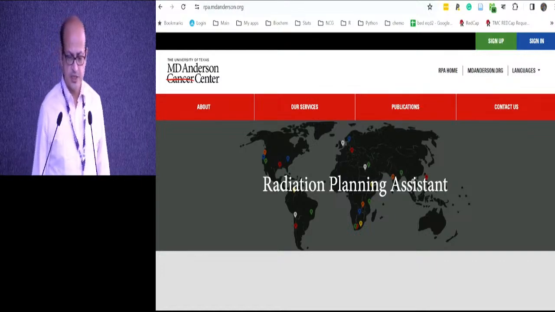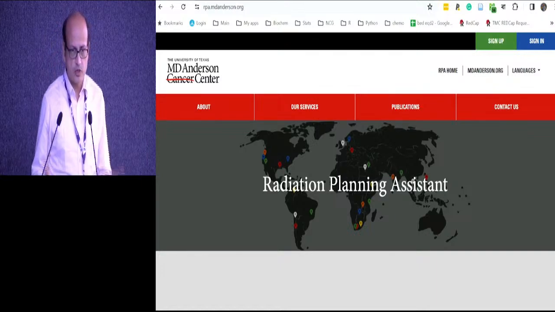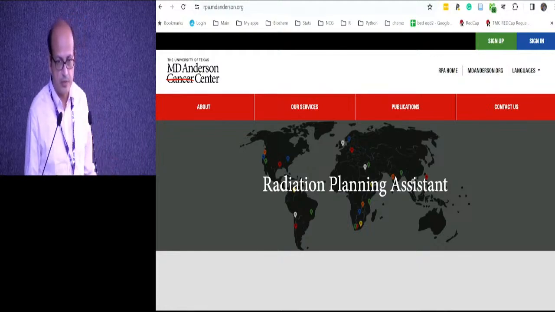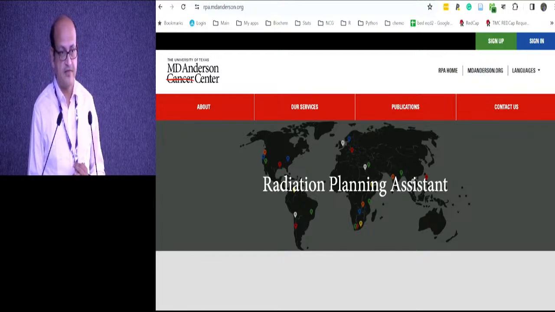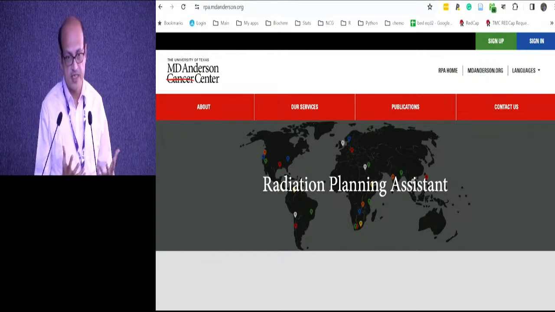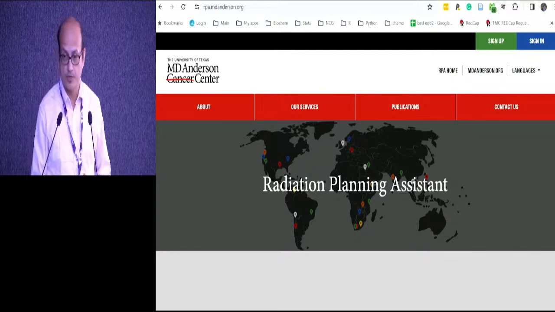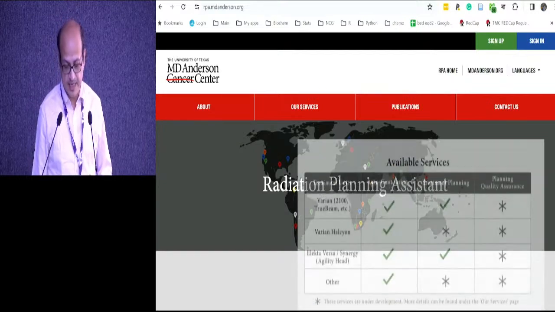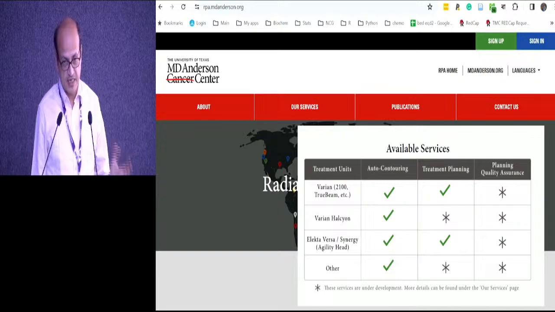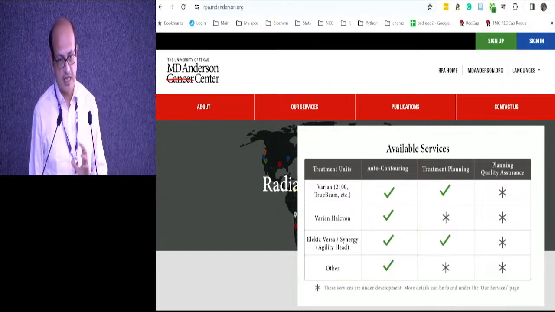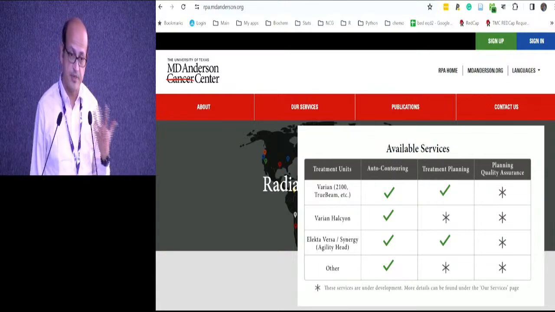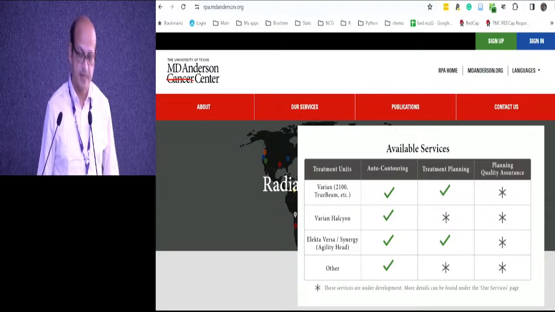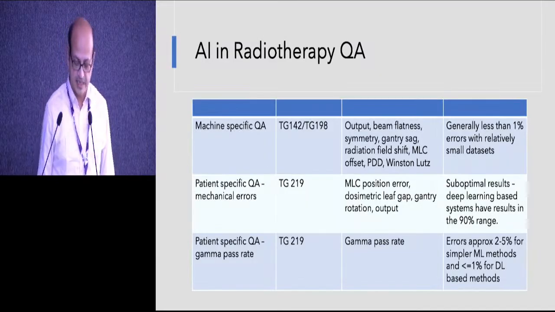Now, the question remains as to, these are all going to be expensive. How are we going to deal with this? There are centers like MD Anderson, which have started what are known as community service, automated treatment planning, and their radiation planning assistant. What it does is that it auto segments, it lets you do the CTV segmentation, and then does auto planning or generates the parameters for a rapid arc plan and gives it back to the center. I'll come back to this later on.